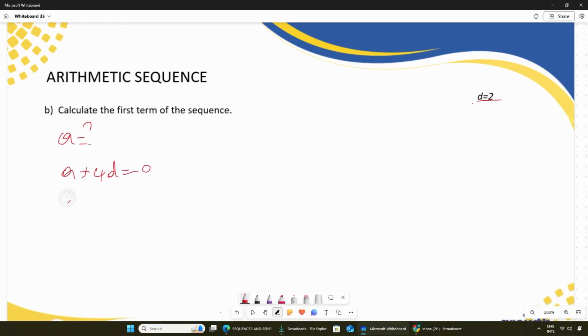Now you are looking for A, but you know that the value of D is equal to 2. So you have A plus 8 equals 0. Now that will be A equals negative 8. That is the value of A. So you have negative 8, which is your first term. This one was very easy. Let's go to the next question very quickly.